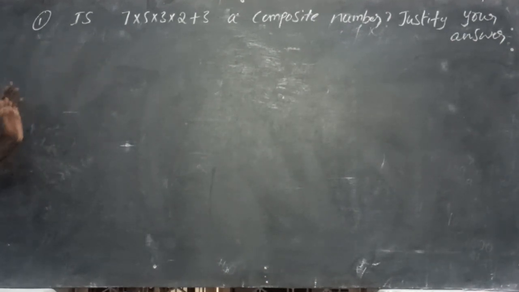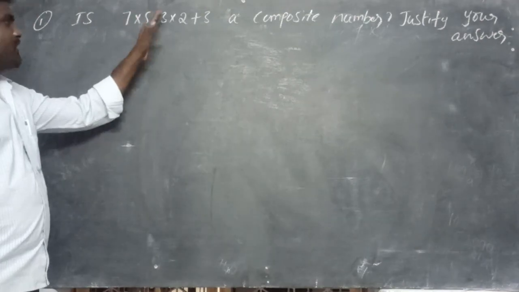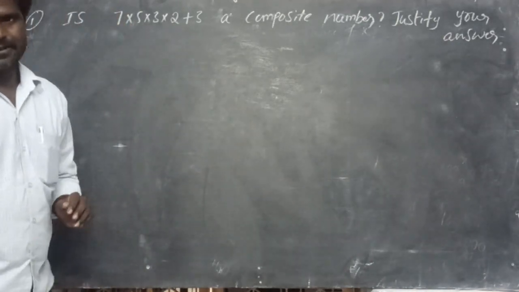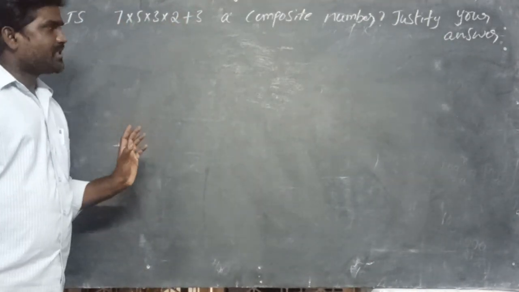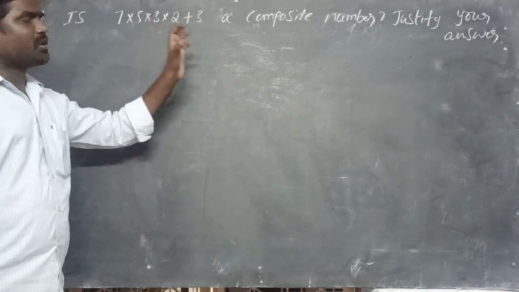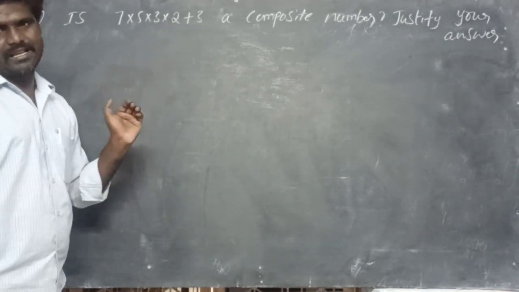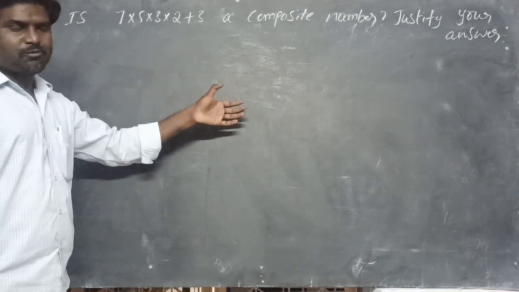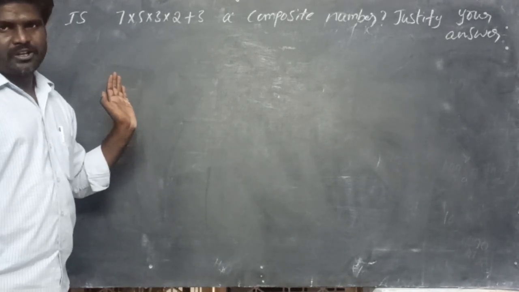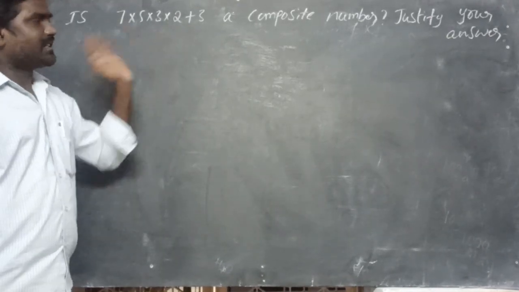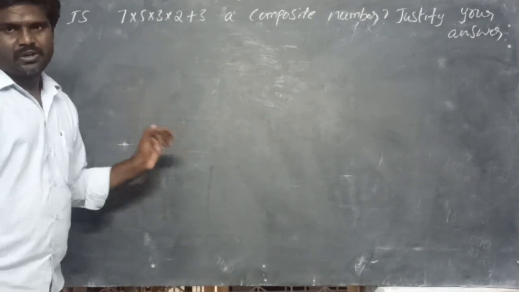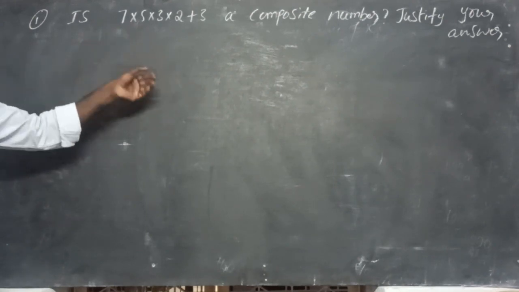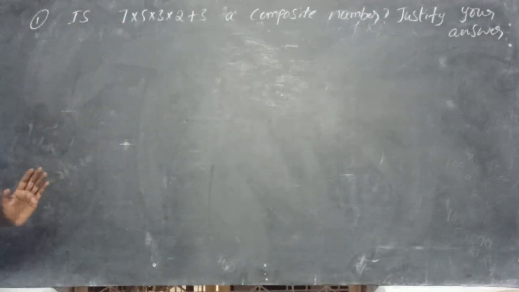Is 7 into 5 into 3 into 2 plus 3 a composite number? Justify your answer. Composite number means what? A number having more than two factors, other than one and itself. That number is called a composite number. Now, if the given number has multiples of it other than one and itself, then the number is a composite number.